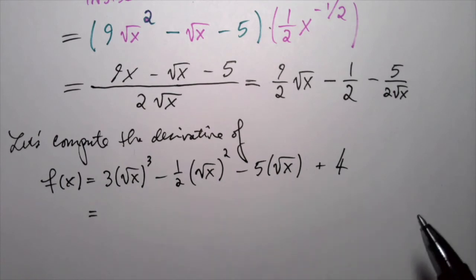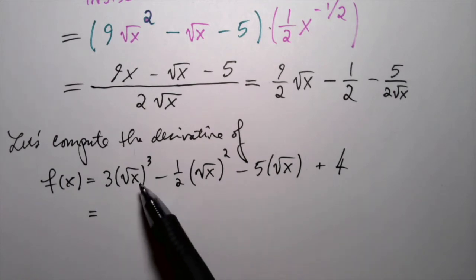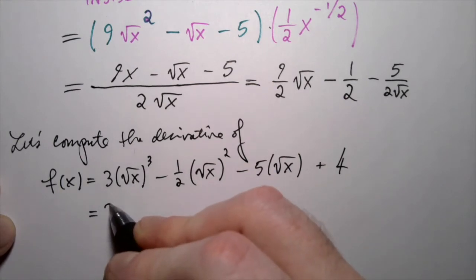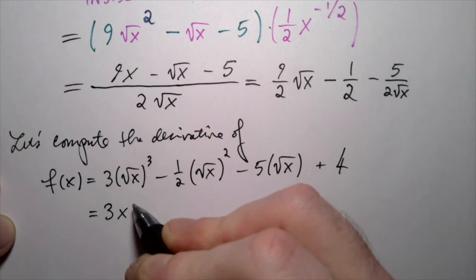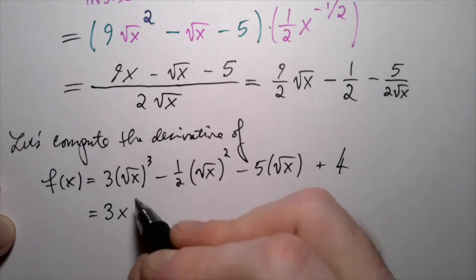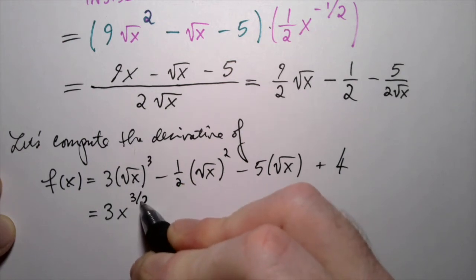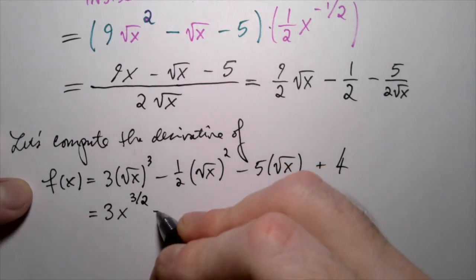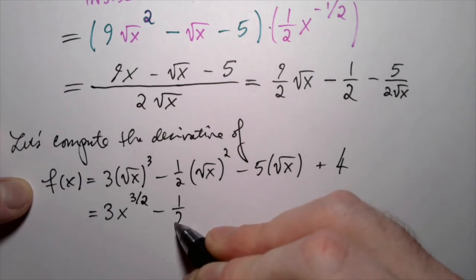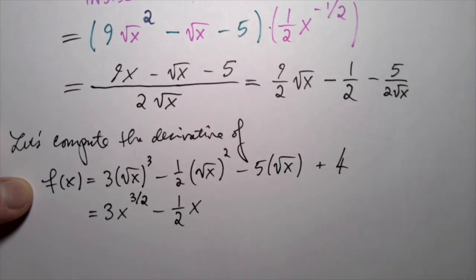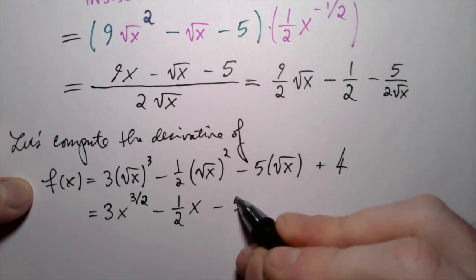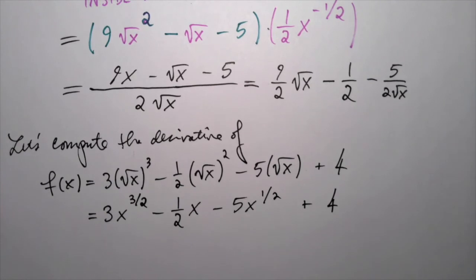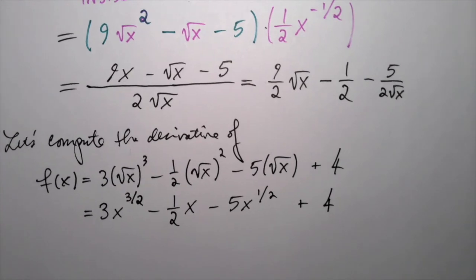In order to do that, I have to rewrite it. It looks kind of funny. You can simplify this. What's the square root of x? That's x to the 1/2. If I take x to the 1/2 to the 3, that's the same thing as multiplying those 2 exponents together. I can think of that as 3 times x to the 3/2. The next piece, square root of x squared, that's just x by definition. And then the square root of x is x to the 1/2. And the plus 4 stays the same. So that's another way to write this function.